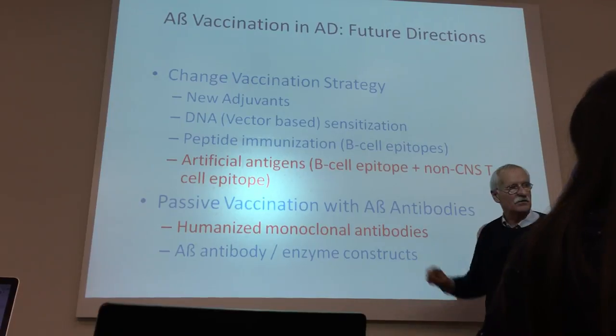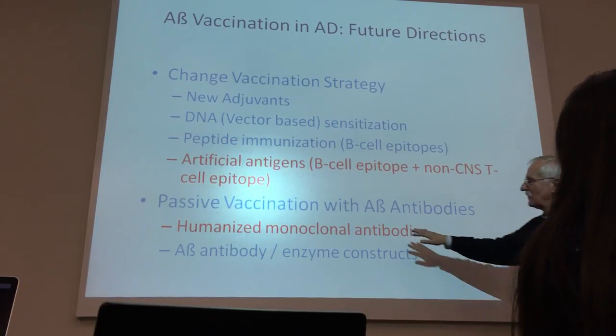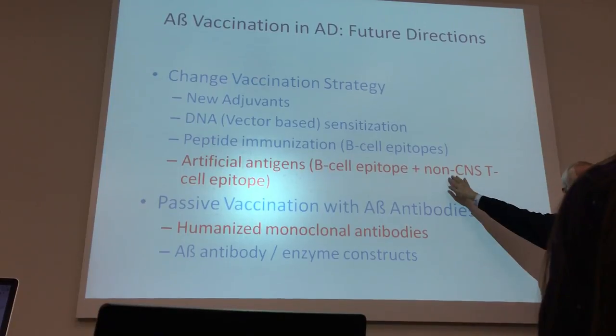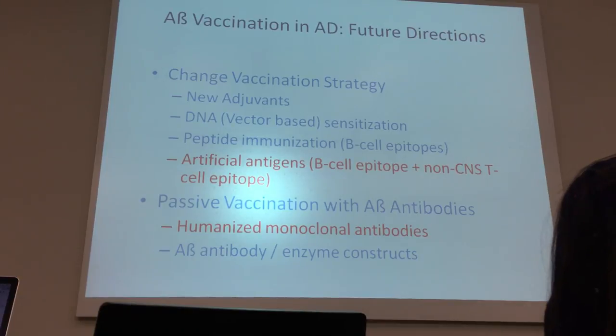The other strategy, which is much more favored by the pharmaceutical industry, is to develop human monoclonal antibodies, because in this immunization strategy, you just make a single shot and then the thing is gone. Whereas in the human antibody therapies, you have to treat them every week. Certainly the business is completely different.